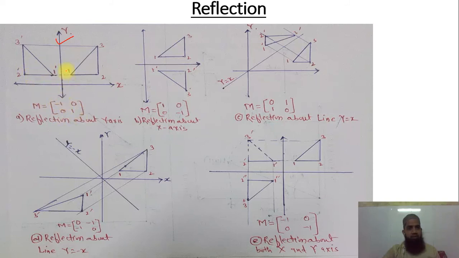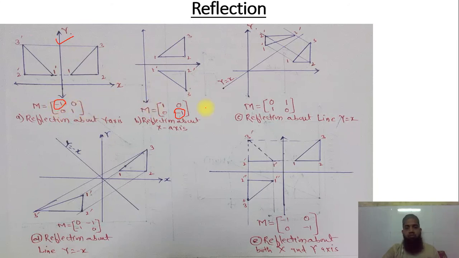You have to remember that when it is reflected with respect to y, the first coordinate, the x coordinate, will be negative. If it is reflected with respect to the x-axis, the y coordinate will be negative. If it is reflected with respect to the y-axis, the x coordinate will be negative.